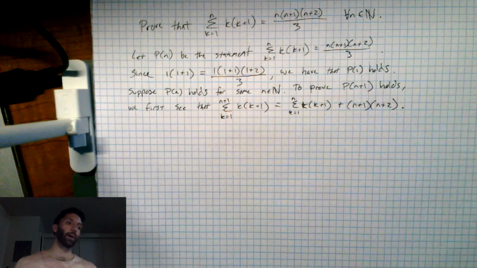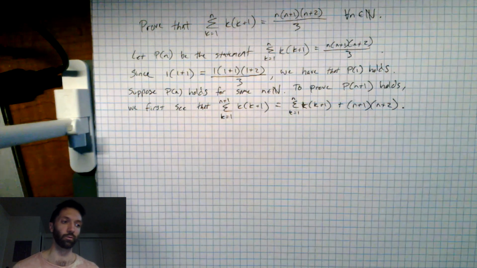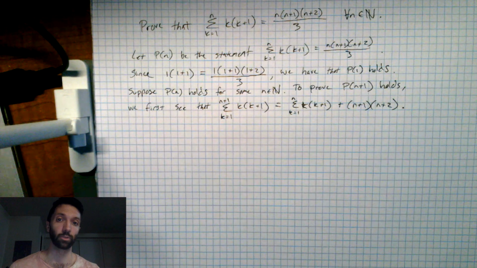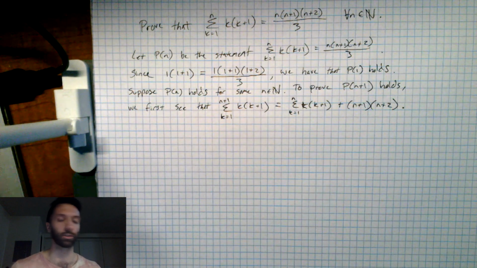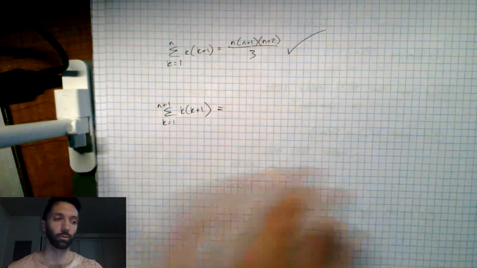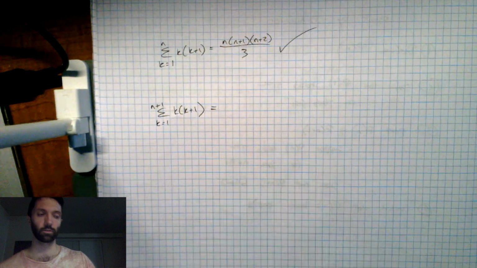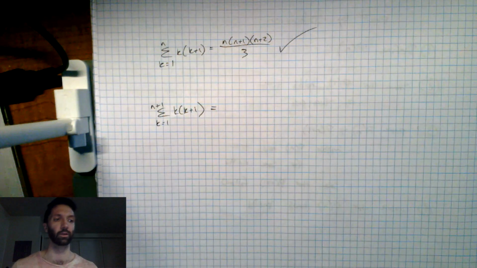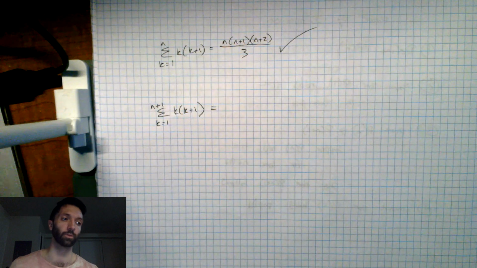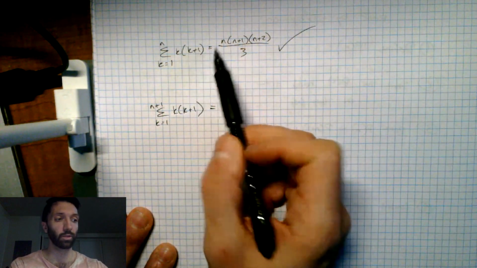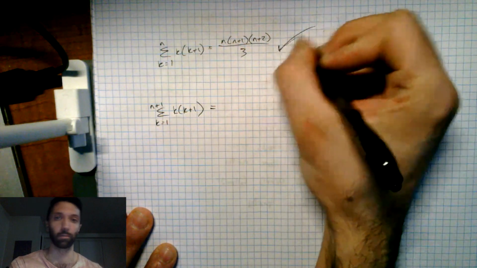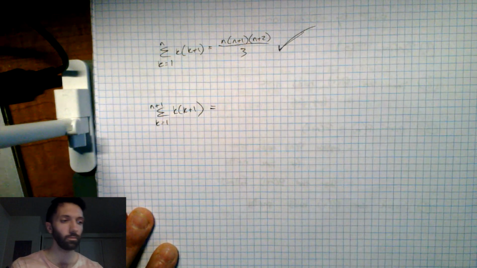So now how exactly do we prove that P of n plus 1 holds? Okay, so now I'm going to switch to some scratch paper here. This is not part of the written proof. This is just scratch work to help get our thoughts on paper. Our job is to show that P of n plus 1 holds. So we already suppose that P of n holds. So we know this is a true statement for some n in the natural numbers.